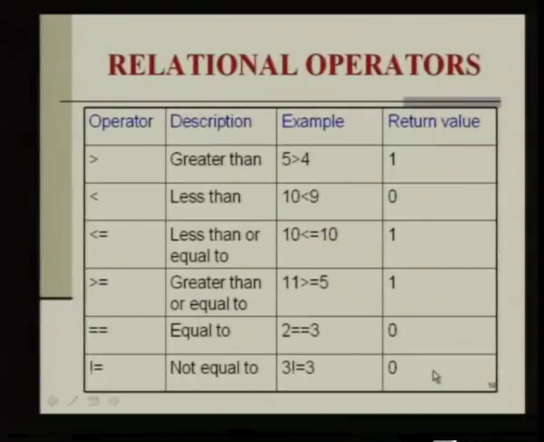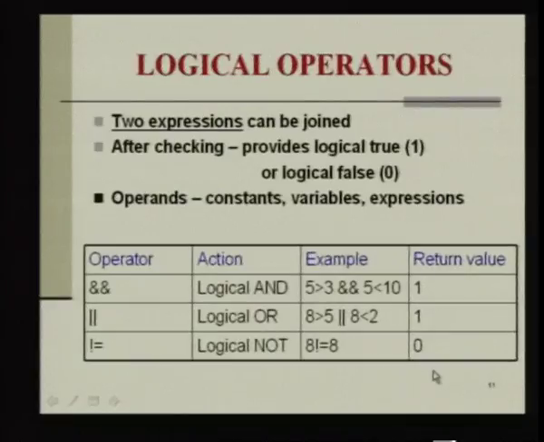If you see the examples, 5 is greater than 4, because the operation returns true, it has a return value of 1. In the second example, 10 is less than 9, which is not true, it is false. Because the relation here proves false, it returns the value 0. Based on the return value, the program will tell us whether one number is greater than the other or lesser than the other. So, this is how the relationship between two numbers or between two expressions is evaluated, and the result is given to the programmer.